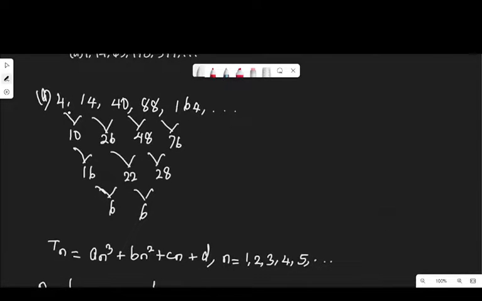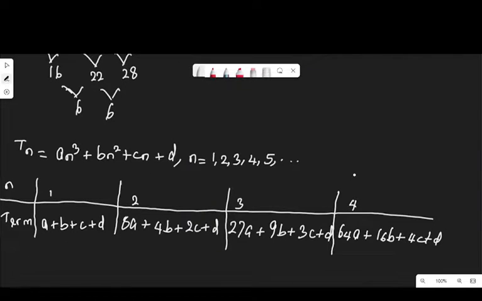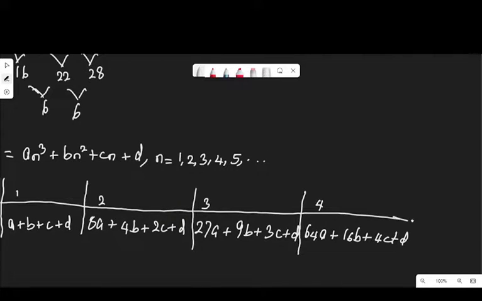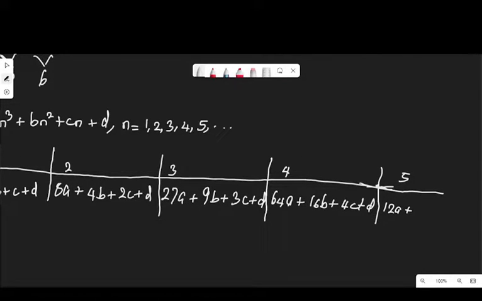Let me prepare that table according to the number of terms I have here. 1, 2, 3, 4, 5. We can stop there, but because I have up to 5 terms there, let me have up to 5 terms here too. So when n is equal to 5, if we put in 5 here, 5 to the power of 3 is 125, and 125 times a is 125a, plus 5 to the power of 2 is 25. I said 125 and I wrote 12 here.